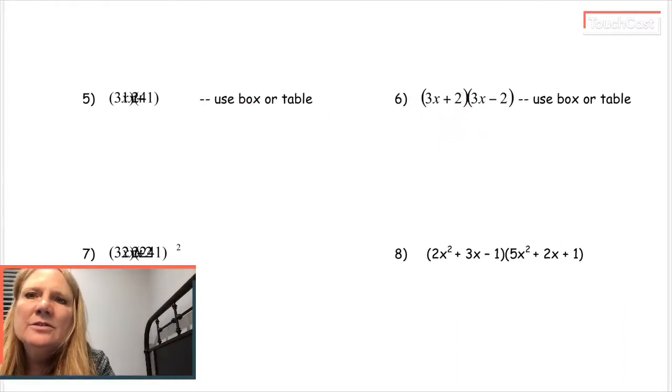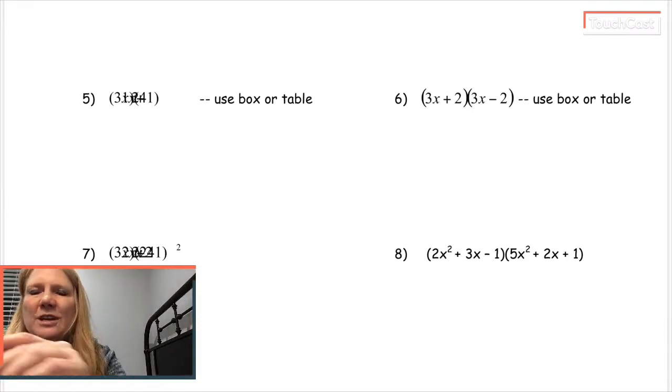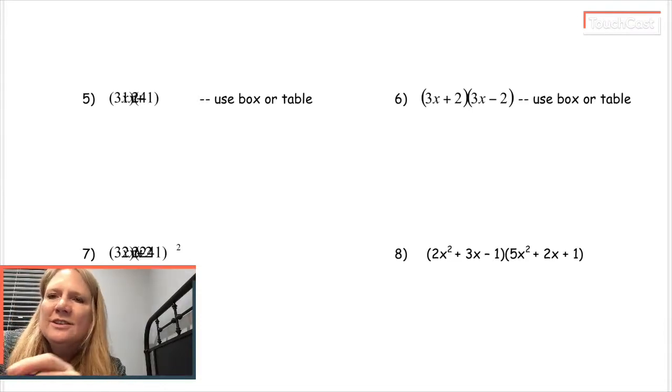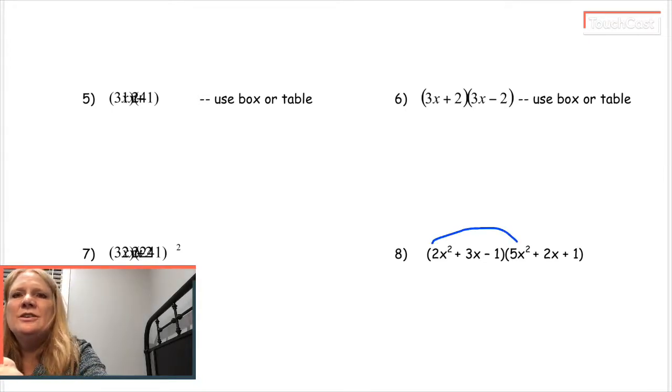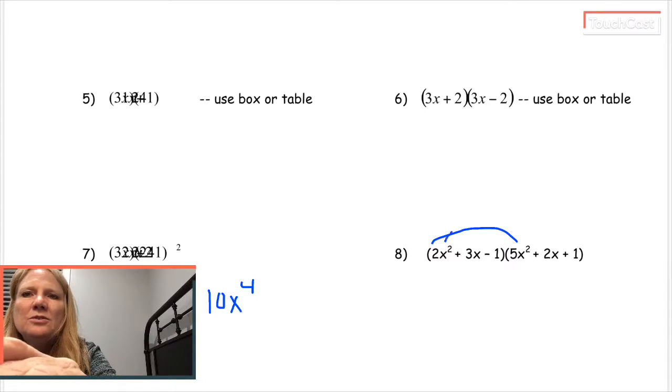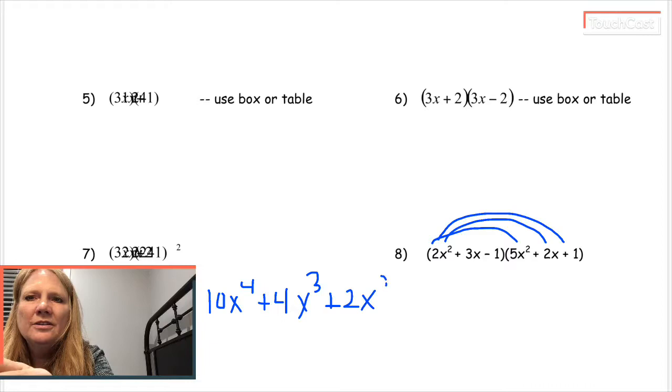All right, so then there's number 8. This one is just a little more to do because we have 3 terms in each, and so it gets a little messy, but we have 2x squared times 5x squared. So that is going to be 10x to the 4th power. Then we're going to multiply the 2x squared times the 2x, and that's going to be 4x to the 3rd power. And then the 2x squared times the 1 is going to be plus 2x squared.